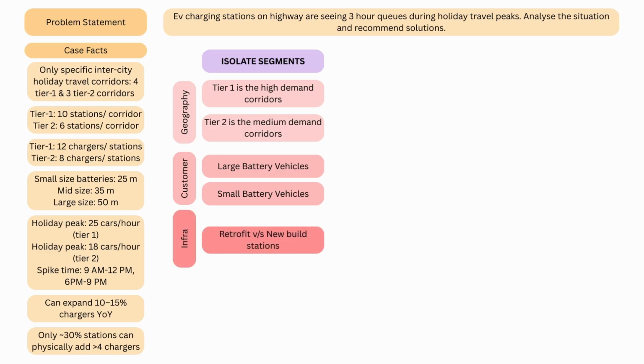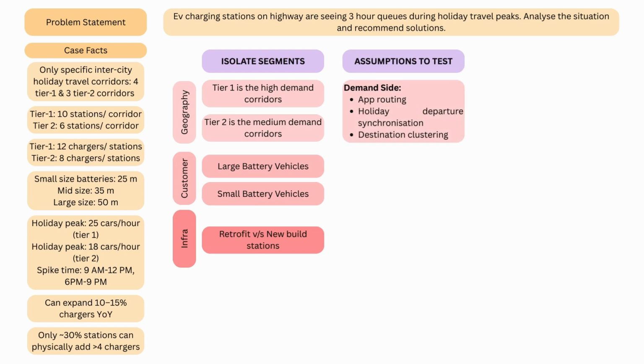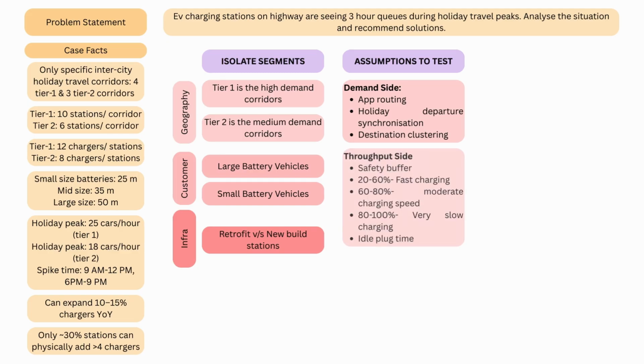Next, we put our assumptions to test. Here we form three hypothesis buckets. First is the demand side. There might be app routing clustering the demand at these stations. Then there is holiday departure synchronization. Peak days is where we see demand surge. Then destination clustering, for example, charging at a station near a restaurant so that you can eat while your car is getting charged. Second is the throughput side.